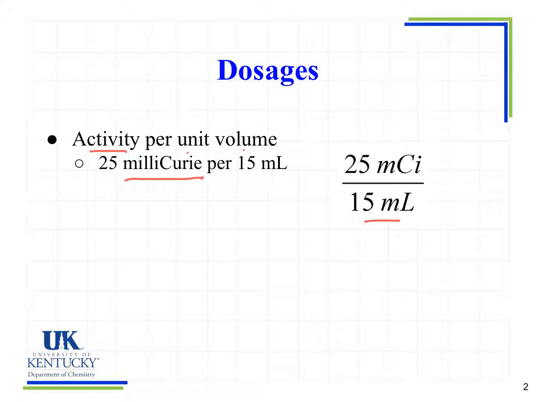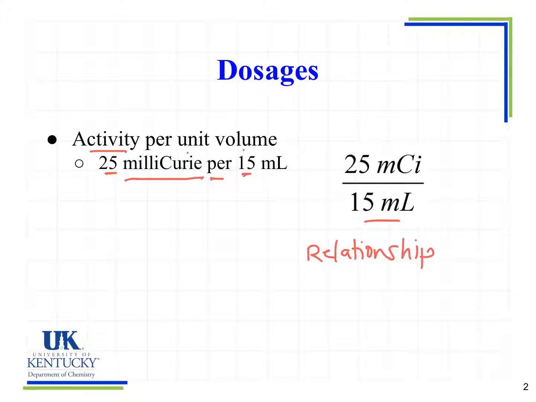And so if we're told that a particular solution has an activity of 25 millicurie per 15 milliliters, that gives us a clue that it's giving off this much radiation from that volume at time zero. And so what we want to do is figure out what dose we need to give to a patient. And so when we see this per, we know that means we can write it as a fraction. And so we've now got another relationship that we can use.